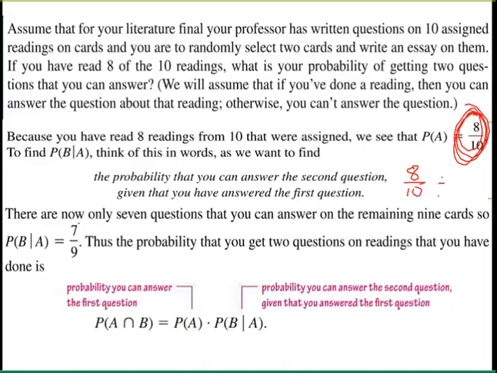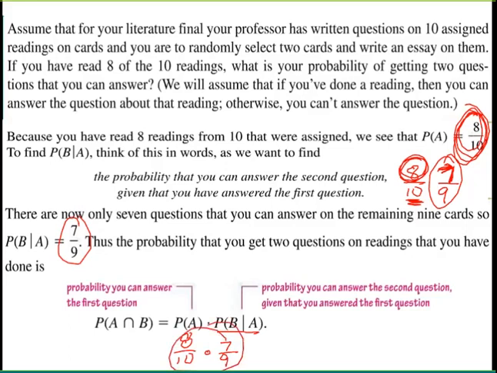Well, now there's not 10 questions I have anymore. There's only 9 questions I have because I just answered one. And there's not 8 that I know anymore because I already got that one. There's only 7 left over that I know that I can actually still answer. So that's where this 7 out of 9 is coming from. Okay, so here it is. Probability of A happening is 8 out of 10. The probability of the next one happening, given the first one already happened, is 7 out of 9.